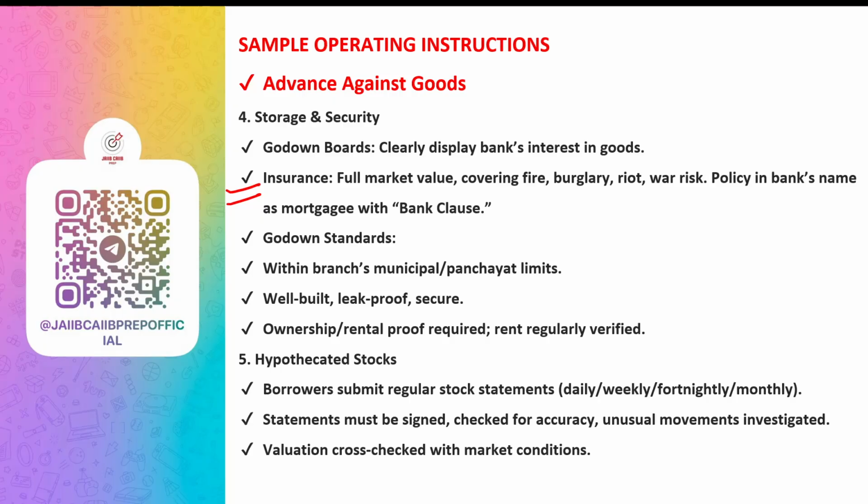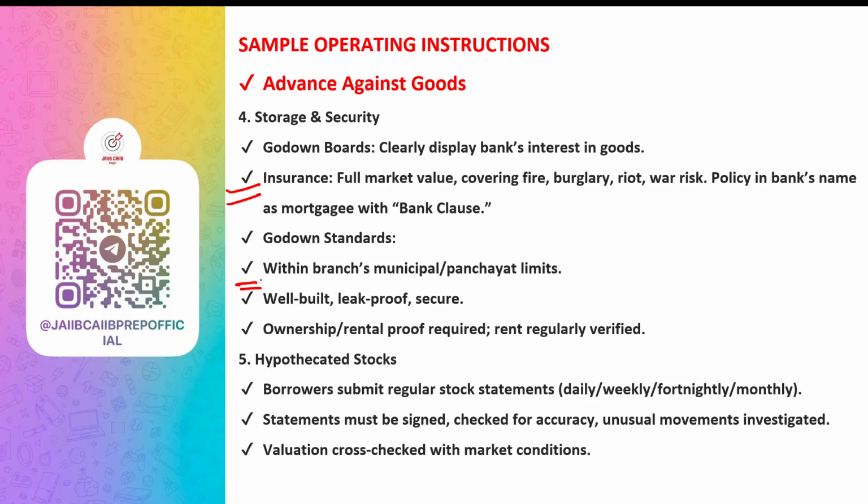Full market value insurance should be obtained. It is essential. The insurance policy must be in the bank's name, and it should have a bank clause. If the borrower already has insurance, the policy must be assigned to the bank. And in case of accident or fire, you inform the insurance company and the sanctioning authority immediately, and you file the claim quickly.